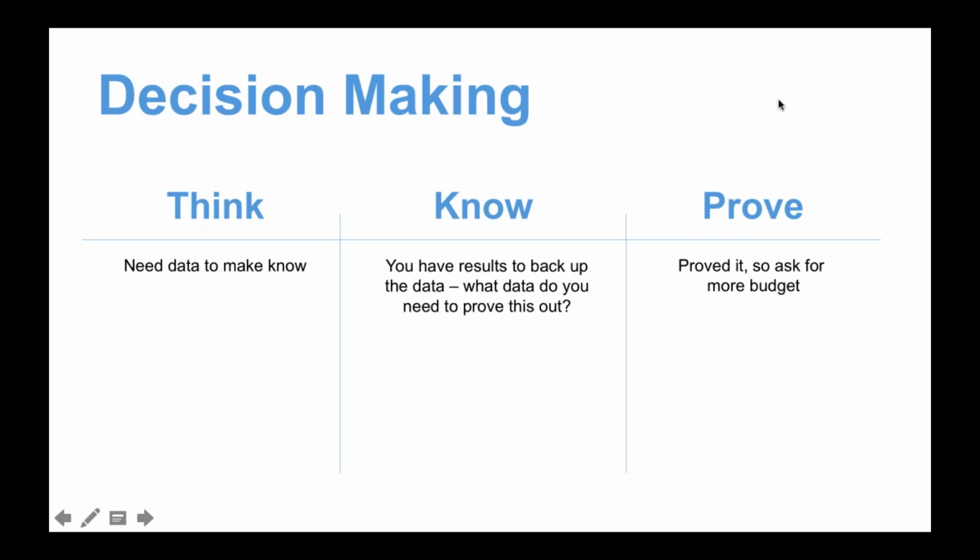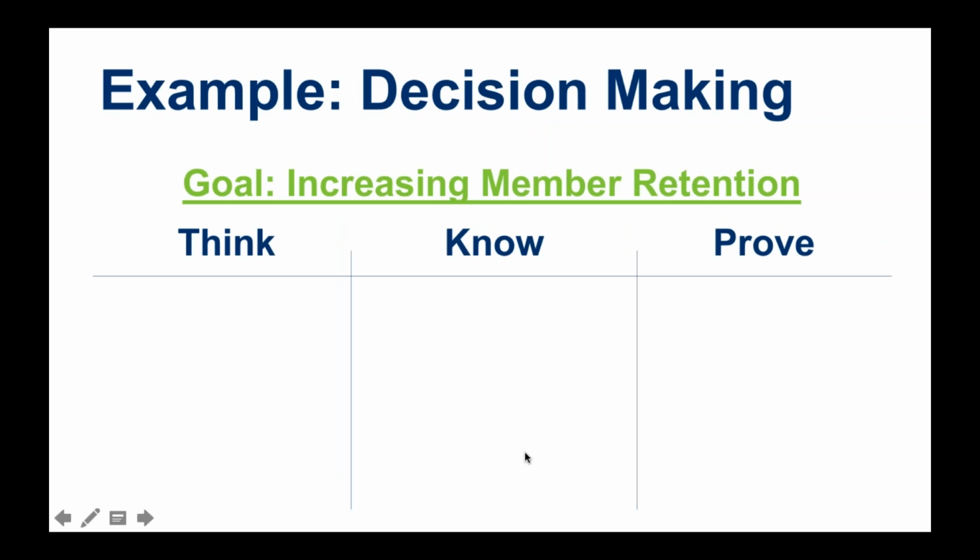And then you can move something into the prove column, which should be by far your shortest column. That is something you can tie to a goal or tie to a strategic objective, okay? All right. Any questions on that? Let me give an example, and it'll clear it up a little bit.